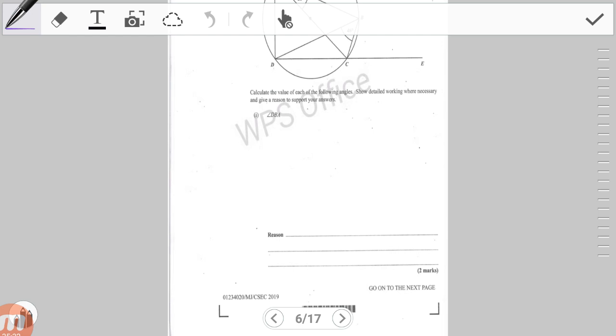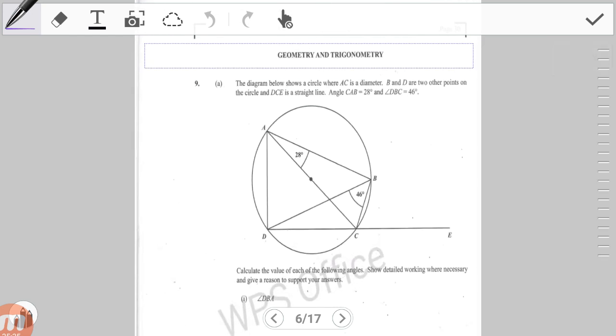Let's go on to the exam year 2019, but it's the May exam. Let's see what they set in that particular exam. So once again, we are seeing that the diagram below shows a circle where AC is a diameter. That's a clue.